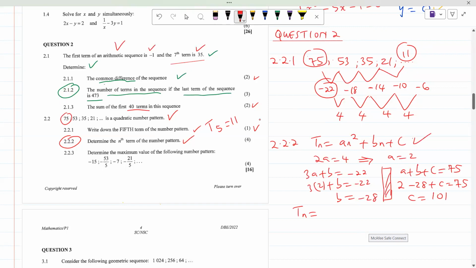So, which means, therefore, the nth term: you plug everything into the general formula, an squared. Our a is 2, so that's going to be 2n squared. Our b is minus 28, and then our c is 101, and that is the nth term. They said the nth term of the number pattern for 4 marks, so the nth term is that one.